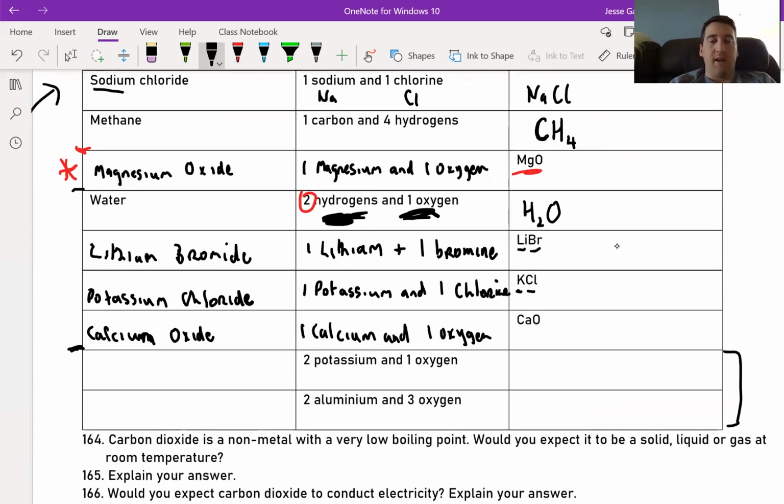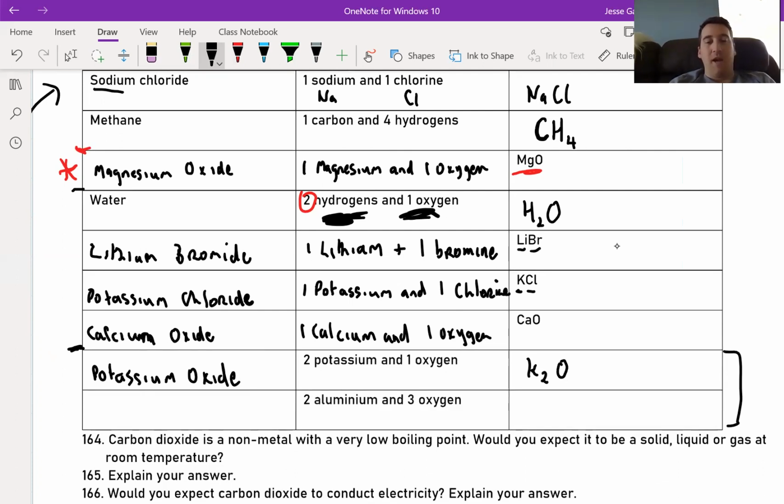Okay, so what you should have said here is we've got two potassiums. So that's going to be K subscript 2 and one oxygen, O: K2O. Well done if you got that right. The name of this substance is potassium oxide.